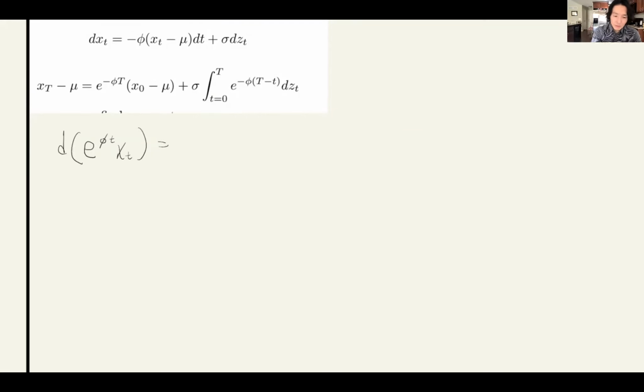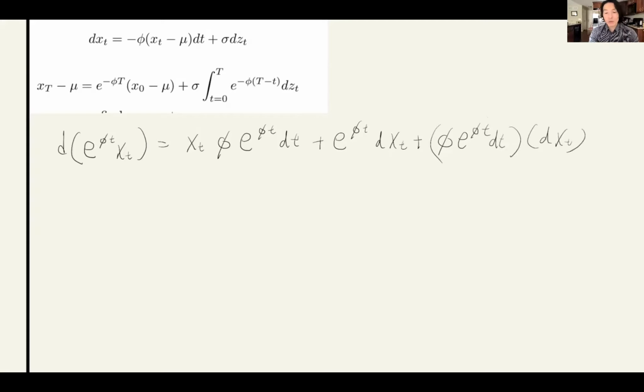So it's going to be the derivative of the first item times the second item, which is v e to the vt dt, plus e to the vt dxt, plus v e to the vt dt times dxt. Okay, so this is the Ito term here.